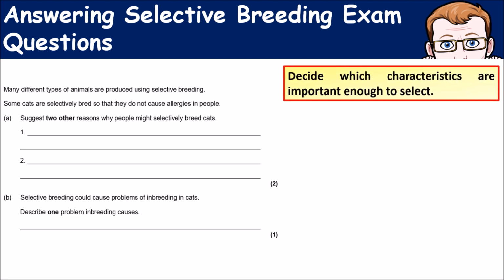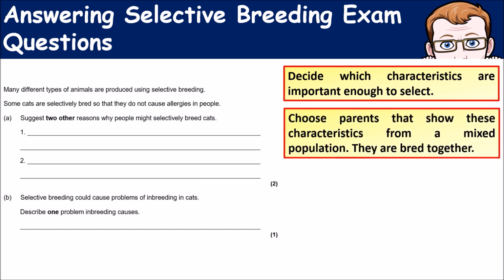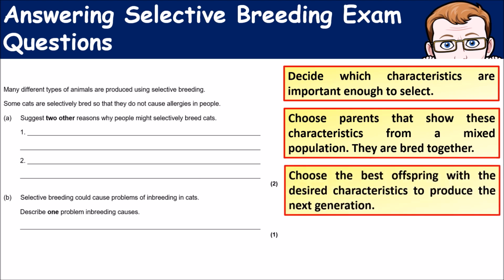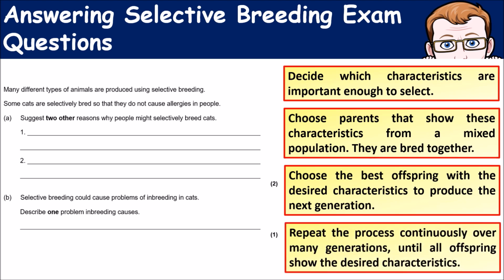Some key things when we're carrying out selective breeding. We need to decide on the characteristics that are important for us to breed. We need to choose parents that show these characteristics from a mixed population and then breed them together. Then we need to choose the best offspring with those desired characteristics and breed those together to produce the next generation. We repeat this continuously until we have what we are looking for, the desired characteristic.